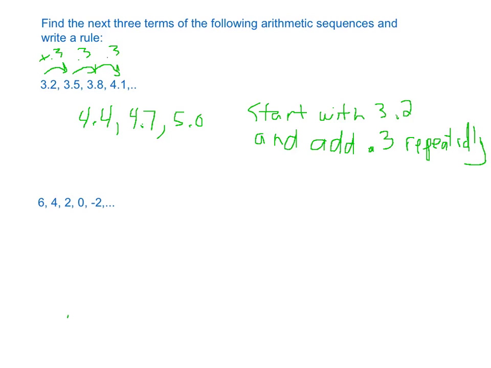Alright, we look at the next one. It goes from 6 to 4, so it goes down by 2. So we're subtracting 2, then 4 to 2 subtracts 2, 2 to 0 subtracts 2, so each time we're subtracting 2. So look at the last term we were given here. We got negative 2, so we subtract 2 from that, we get negative 4. Subtract 2 from that, we get negative 6. Subtract 2 from that, we get negative 8.